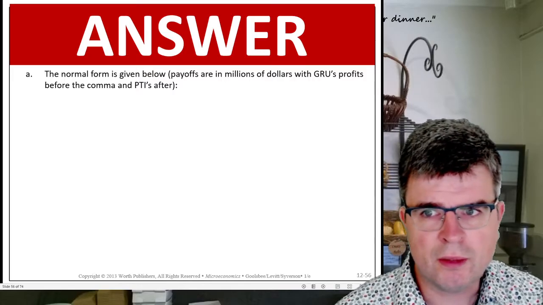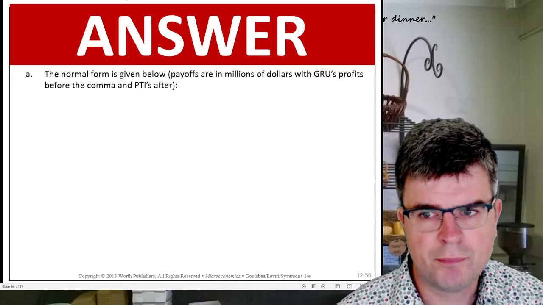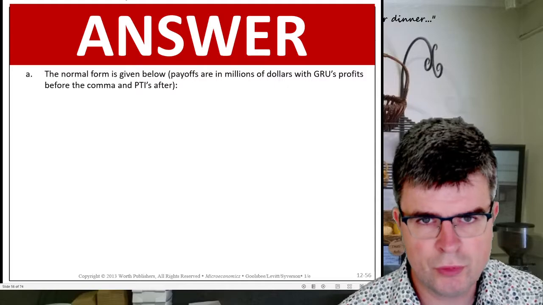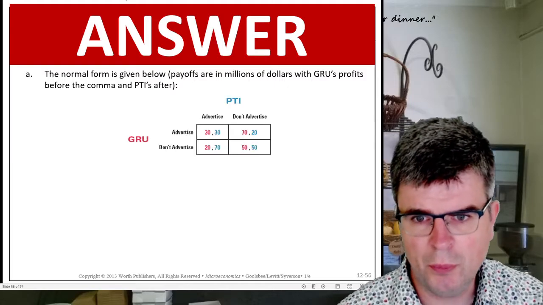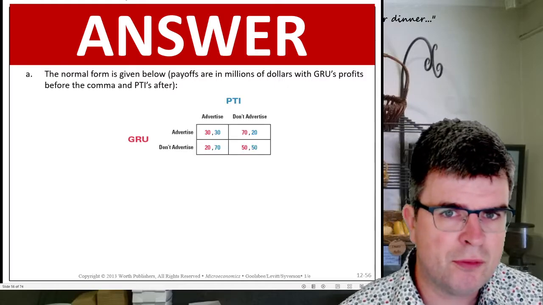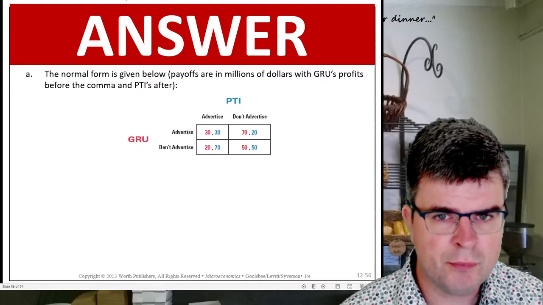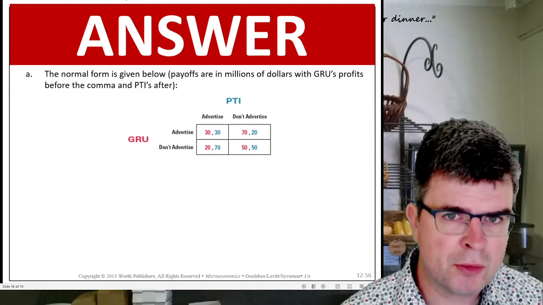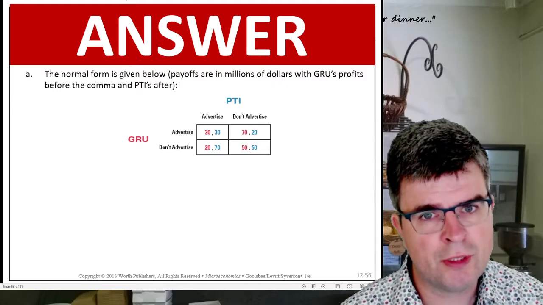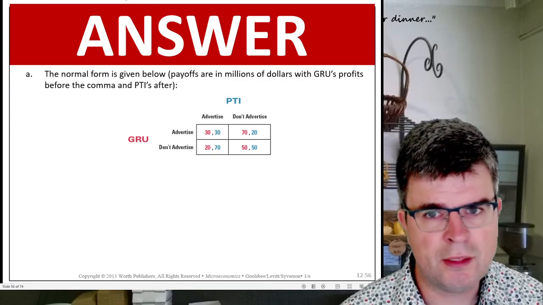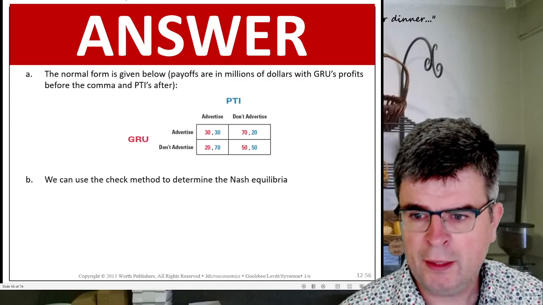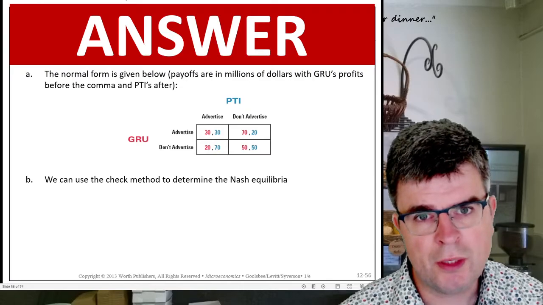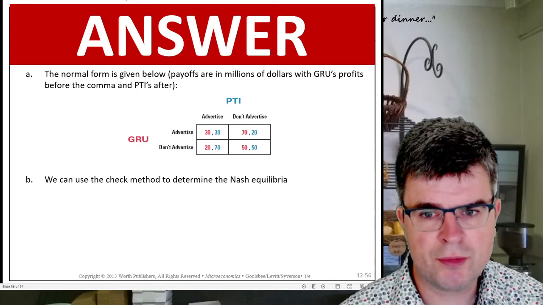And here's the answer to the questions. So first, the normal form, it's given below. This is the matrix that you should design with the payoffs as elements in the boxes and then the strategies alongside the matrix. And then in B, we have to determine the Nash equilibria. We use the check method.